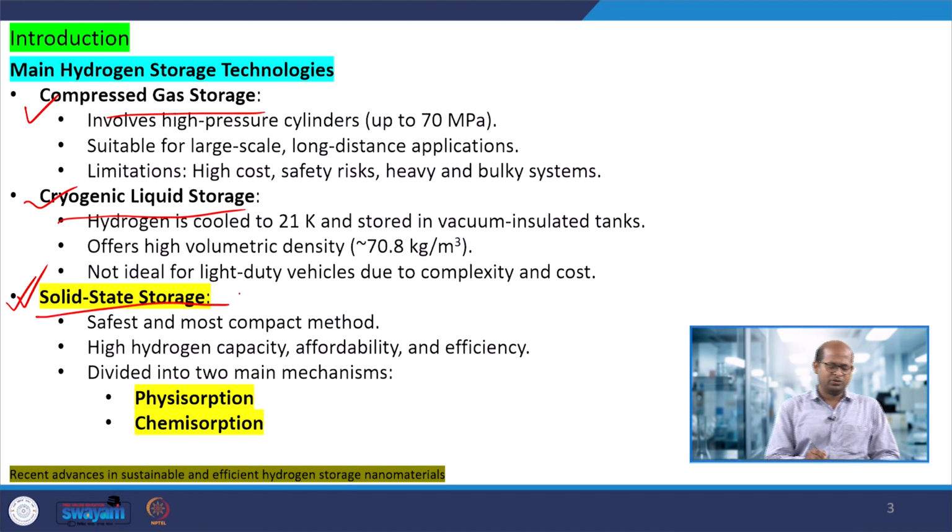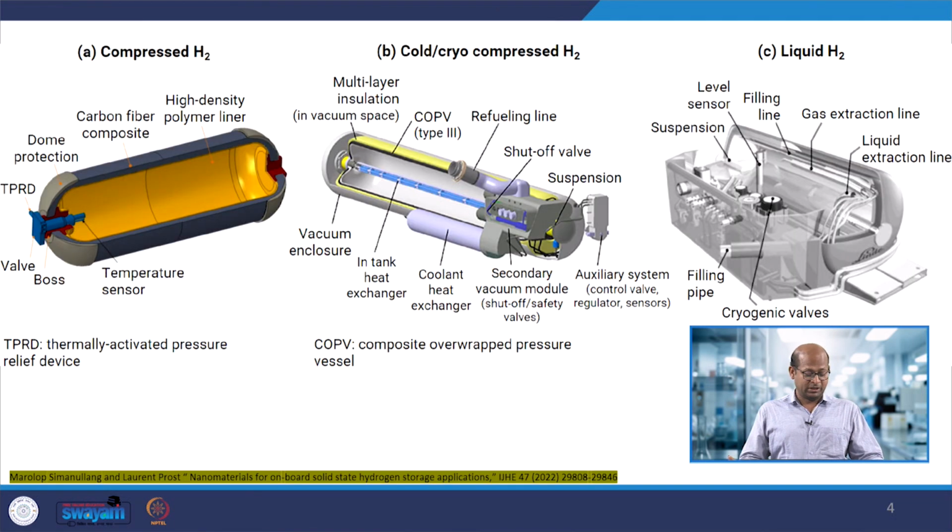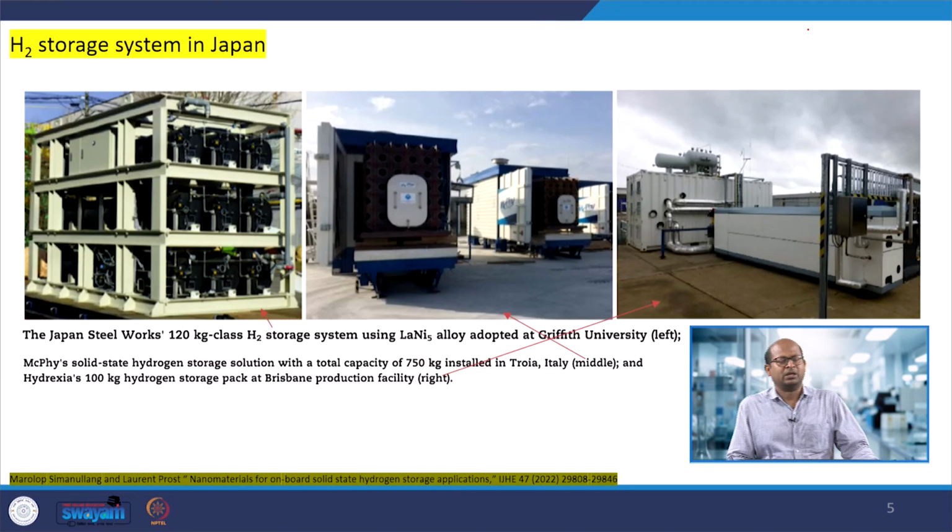We will discuss only solid phase storage of hydrogen, where hydrogen can be stored in the form of complex hydride or metal hydride. There we can use different types of nanomaterials, and here there are two different modes of storage, the physical options and chemical options, which we will discuss. The different storage tanks, that is compressed, cryocompressed and liquid hydrogen, we are not going to discuss, but these are the modes in which hydrogen can be stored.